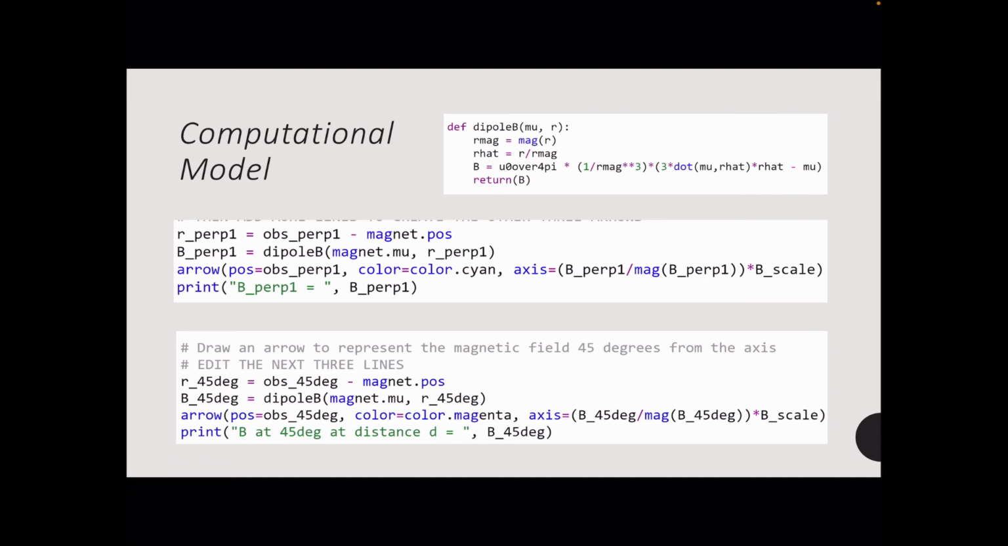These are screenshots of the important parts of the computational model I made in Glowscript. First, the top image shows the function for calculating the magnetic field for a dipole using the equation mentioned previously. The image below shows how I use that function and the position vector from the magnet to the observation point to create arrows for the direction of the magnetic field created by the magnet at different locations. I repeated this part multiple times for different observation locations. The last image shows the code I used to create an arrow for the direction of the magnetic field along 45 degrees.